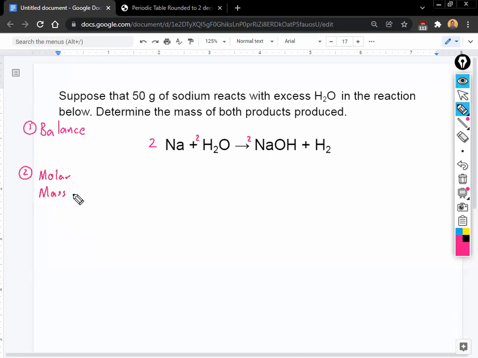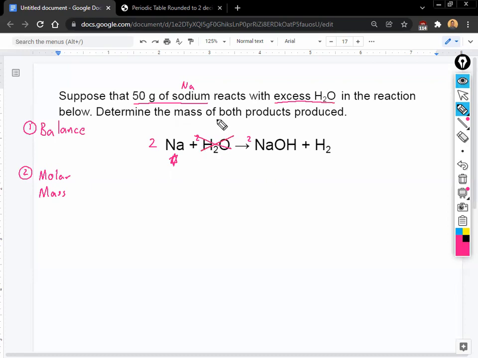Okay, so now we have to read the problem. In the problem, it says that we have 50 grams of sodium, which is Na. And we already know that if we have a number next to that element or molecule, that's an important chemical, right? So Na is going to be important. So I'm going to put a star here just to keep that in mind. And then it says that we have excess H2O. Excess means we have so much, we don't need to worry about it. So that means H2O is not important.